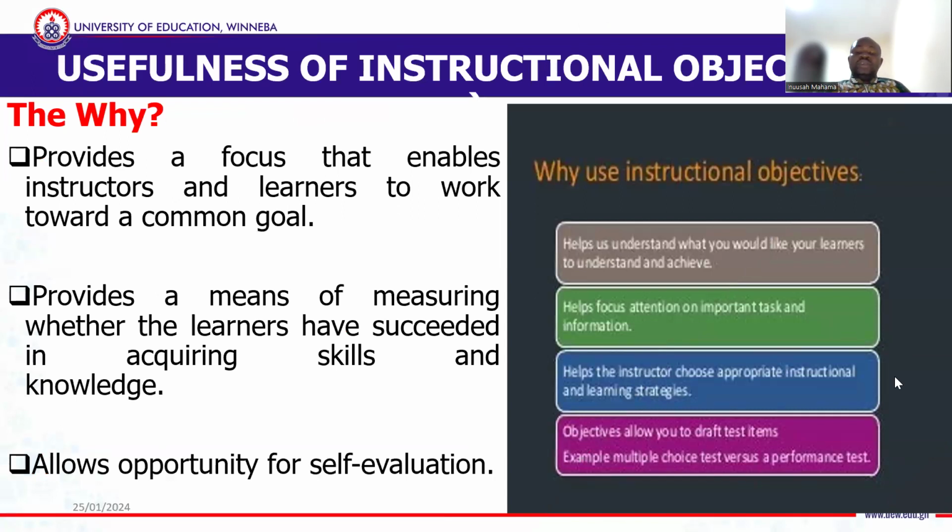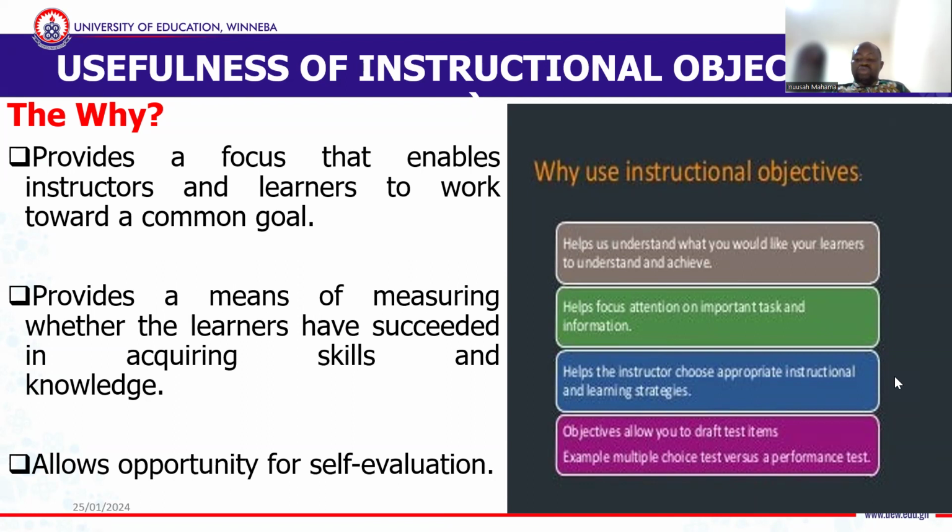The usefulness of instructional objectives. Why do we need instructional objectives? When we get instructional objectives to guide our process of instruction, it provides we, the instructors, a focus. Yes, what we're supposed to do.